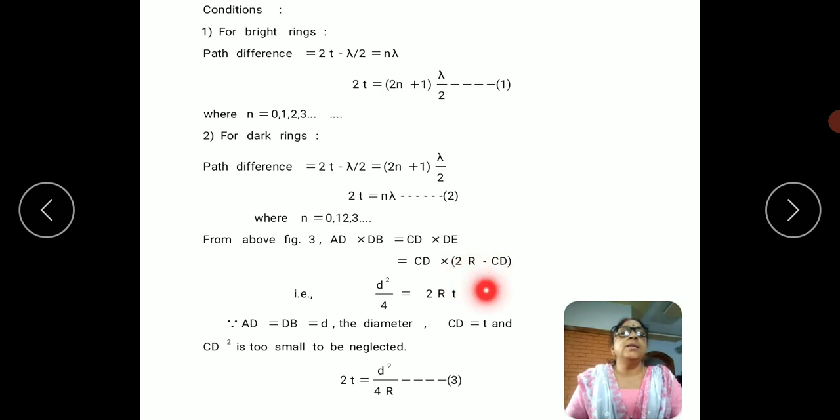As CD is equal to T, that is the thickness of the air film, this is 2RT minus CD square. CD square here is too small, so it is to be neglected. On the left-hand side, AD is equal to D by 2, where D is the diameter of the Newton's ring, so D by 2 into D by 2 becomes D square by 4, that is equal to 2RT. Finally we get 2T is equal to D square by 4R. Say this is equation 3.